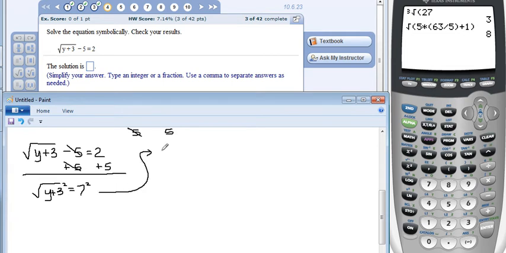Now the square root of a square is itself. 7 squared is 49. So now I can solve for y very easily. These are gone, so I have y is equal to 46. Well, let's try it. 46 plus 3 is 49. The square root of 49 is 7. 7 minus 5 gives 2. So that one works.